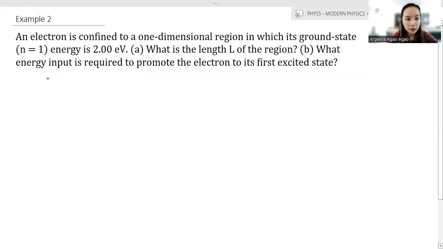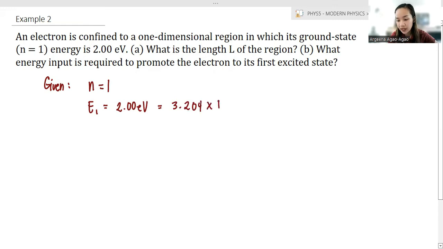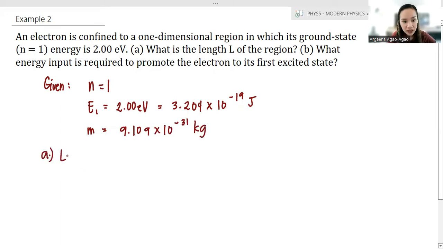So to answer this problem, we will write first our given. We have our n equal to 1. Our E sub 1 is 2.00 electron volts, or this is equivalent to 3.204 times 10 raised to negative 19 joules. And the mass of our electron, that is 9.109 times 10 raised to negative 31 kilograms.